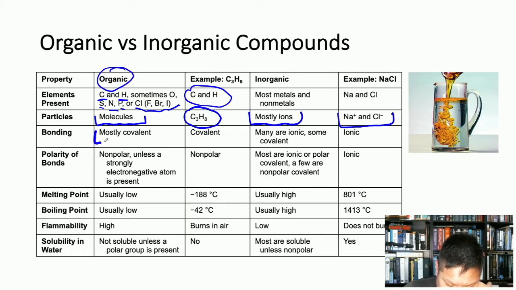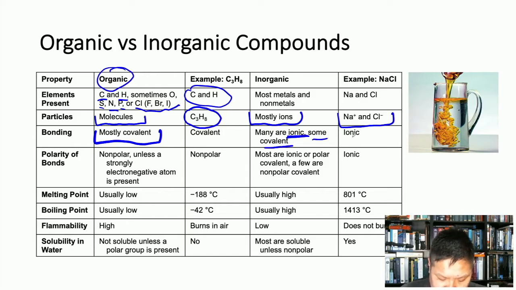Organic compounds are definitely mostly covalent. There are some organic compounds that are called organometallics, which have some metals in them, but most of them are covalent compounds with covalent bonds. And in inorganic compounds, most of them, or many of them, have ionic bonds, but they do have some covalent bonds.